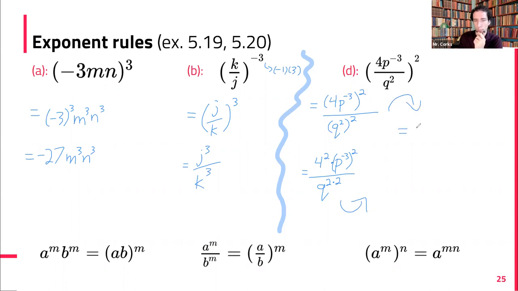Okay, and now we'll do the step that Vincent just mentioned. So that's 16 on the top, 4 squared is 16, times p to the exponent -6, -3 times 2, that's -6, over on the bottom, q to the exponent 4. And then I want to do one more step to get rid of the negative exponent we have on the top. 1 over p to the exponent 6, and p to the exponent 6 goes to the q to the exponent 4. So that would end up going to the bottom of the fraction here.